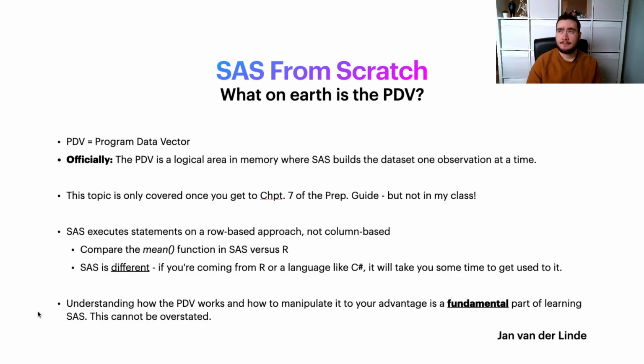The PDV stands for the program data vector. And officially, the definition that you'll find in the base prep guide is that it is a logical area in memory where SAS builds the dataset one observation at a time. Now, what that means, and I have an example that we'll go through, is that SAS is building a dataset one row at a time. And that is a very, very important concept to understand, especially if you're coming from R, for example.